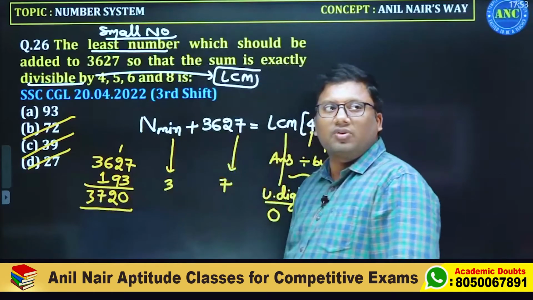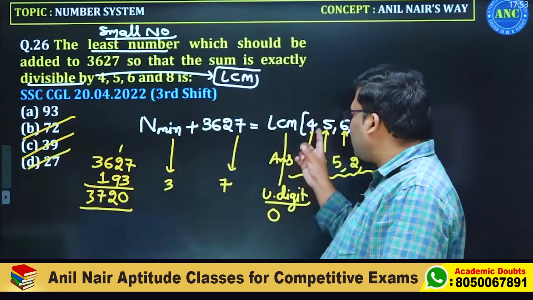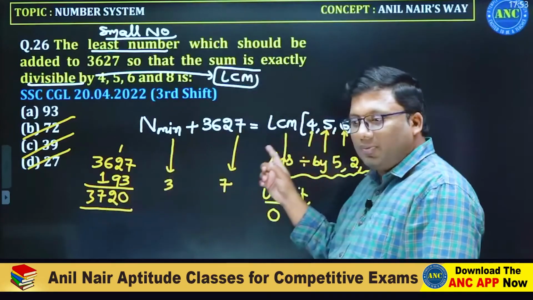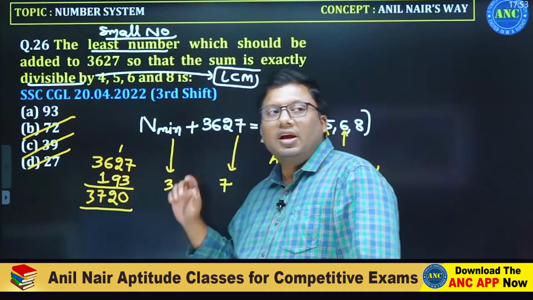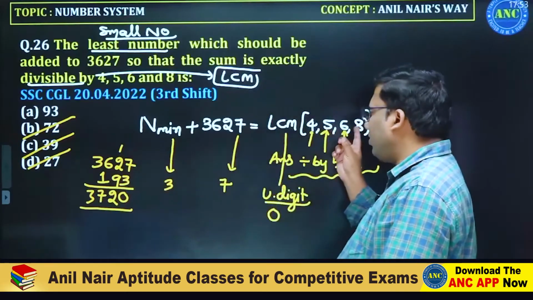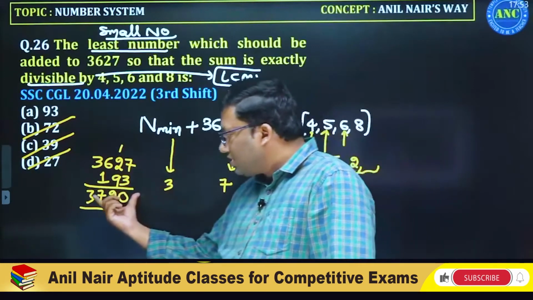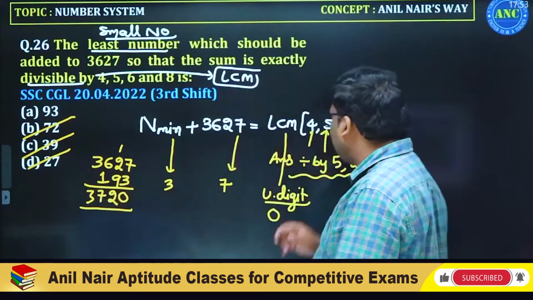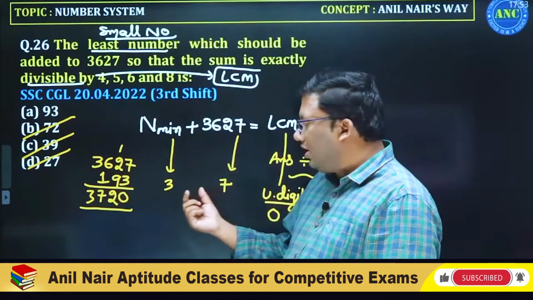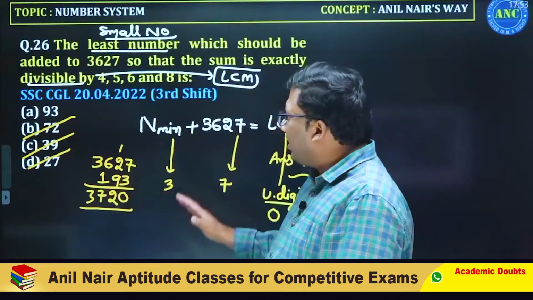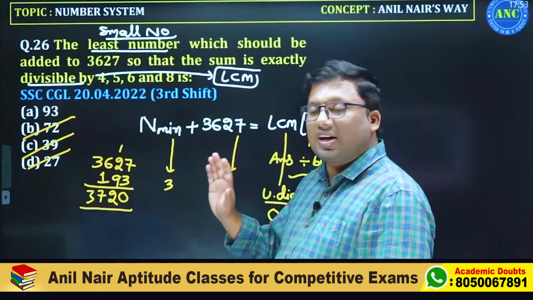Check whether 3720 is divisible by 4. 4 5s are 20, yes. Is it divisible by 5? The unit digit is 0, yes. Is it divisible by 6? 6 is a combination of 2 and 3, and the sum of the digits is divisible by 3, yes. For 8, the last 3 digits, 720, are divisible by 8. That means the answer for this question is 93.